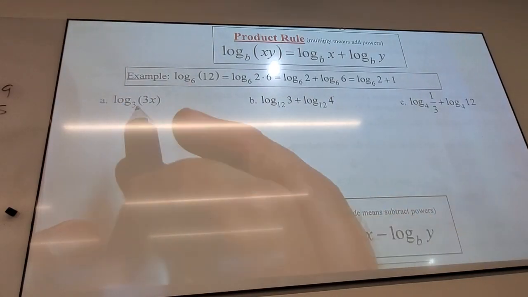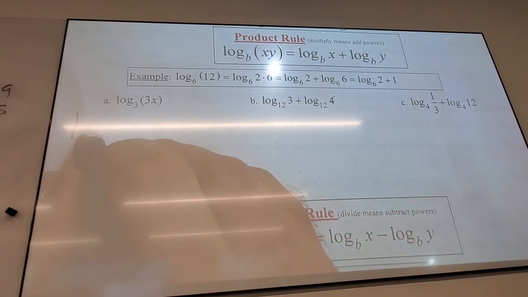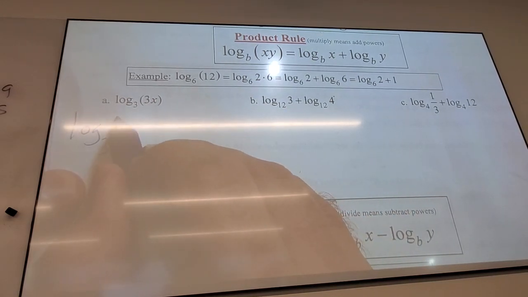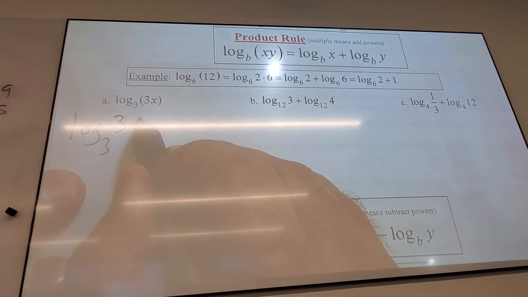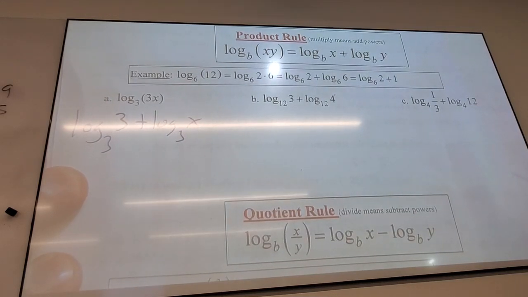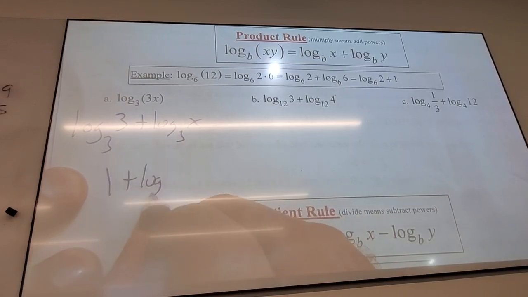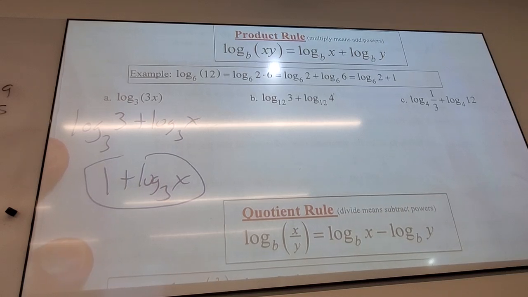So this first guy, I'm multiplying two things. So when I multiply, what do I do with the powers? Add them. So that means if I want to break this up, there's one power, and I add it to the other power. Now log base 3 of 3 is 1, because the power 3 needs to become 3 is 1. Log base 3 of x is, I don't have a clue.